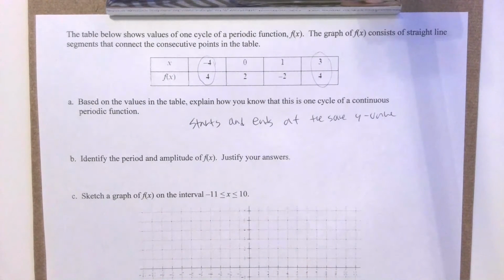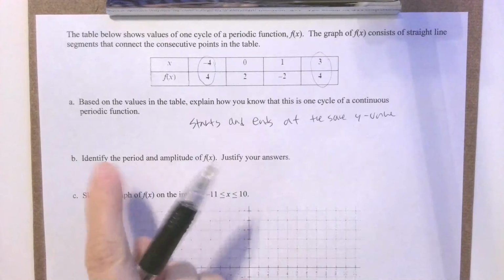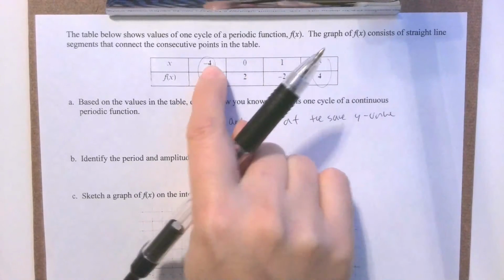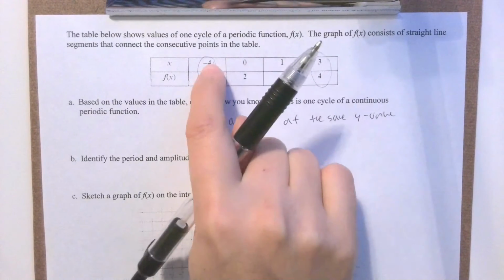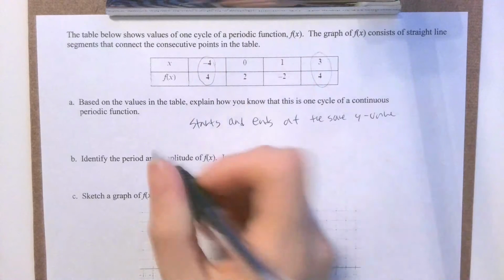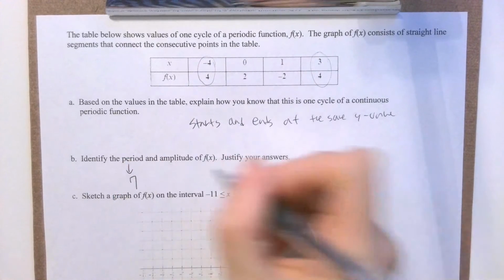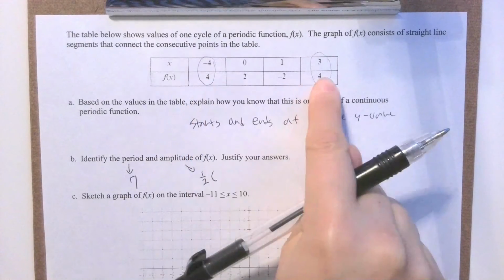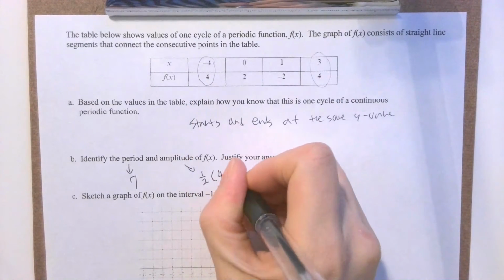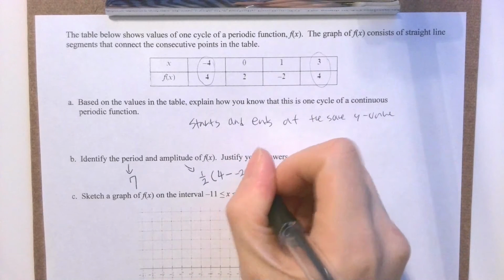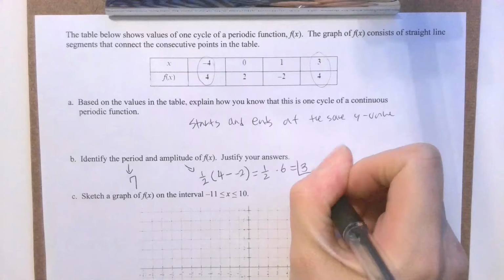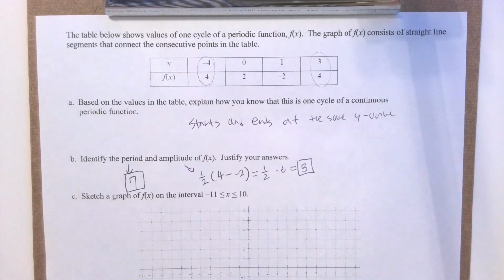Identify the period and amplitude of f of x. Justify your answer. Period is the horizontal distance to complete one cycle. So I'm going to look at from what x to what x: -4 to 3. What's the distance between -4 and 3? 7. Amplitude is half of the difference between the maximum and minimum y value. What's the biggest y value? 4 minus the smallest y value, -2, is 6. Half times 6 is 3. So amplitude of 3, period of 4. Excuse me, 7.